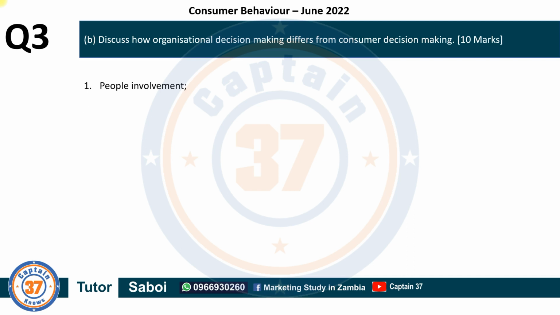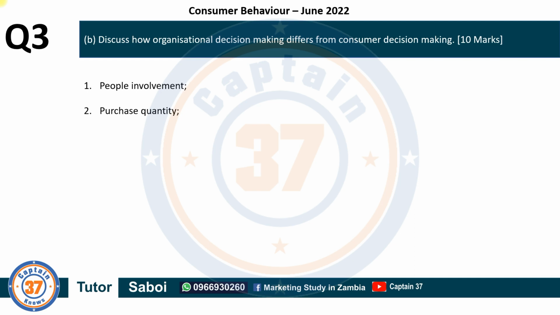Another difference between the two is on the quantities that are purchased. It must be understood that the decision-making process for organizations always leads to purchases in bulk, while consumer decision-making always leads to purchases in small quantities.